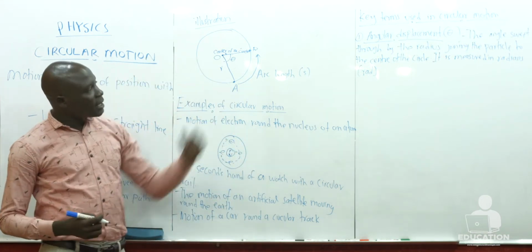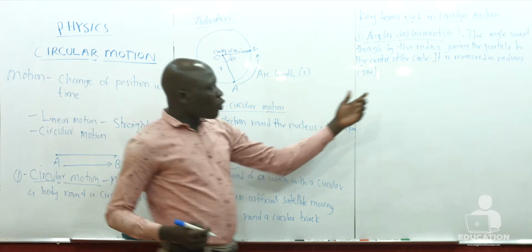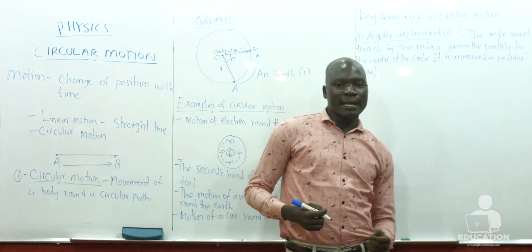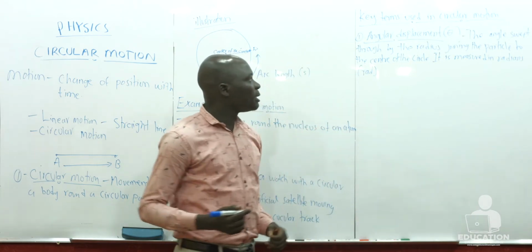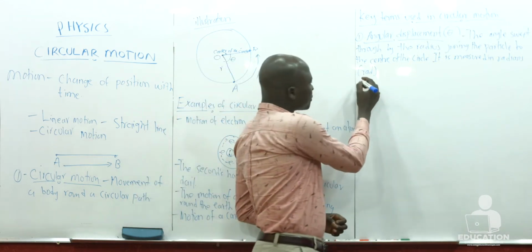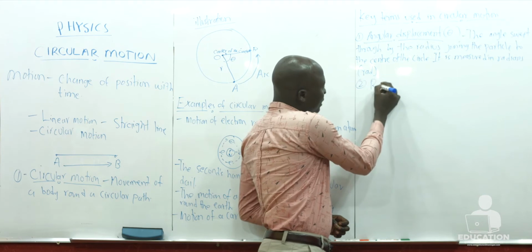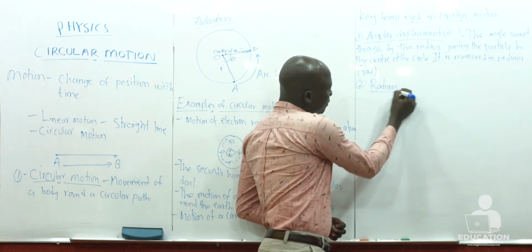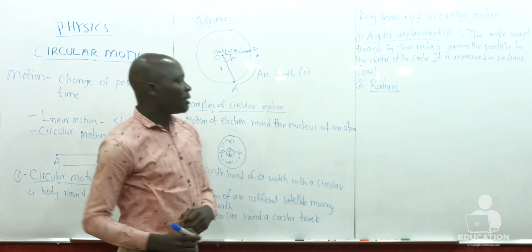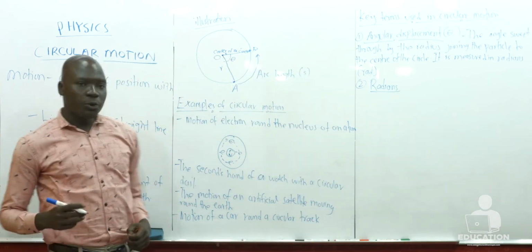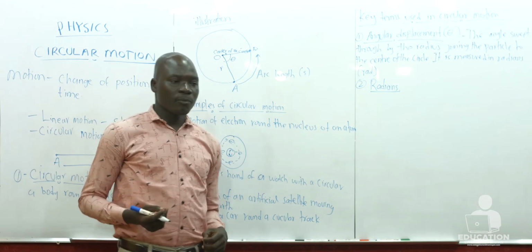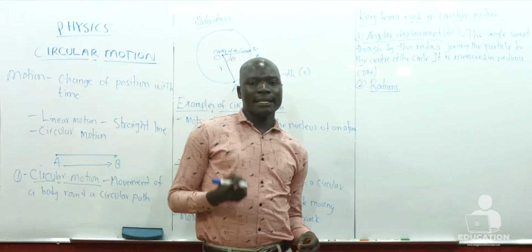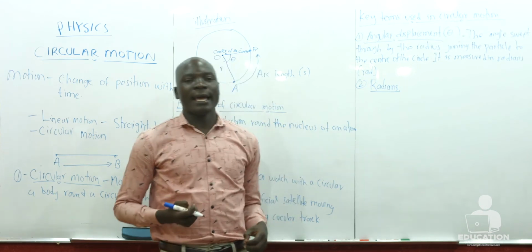So now after understanding this first term, what do we mean by radians? Radians become our second term that we have to look at when dealing with circular motion. So radians is our second term. Now what do we understand by the term radians? Radians means there are many. If it is one, we say a radian. So now what is a radian?